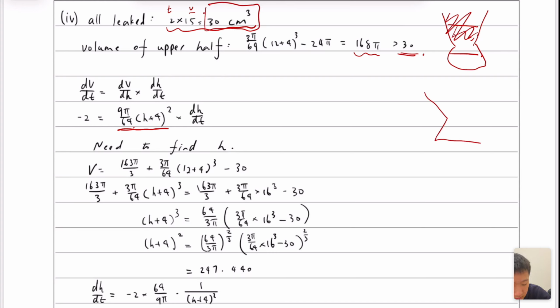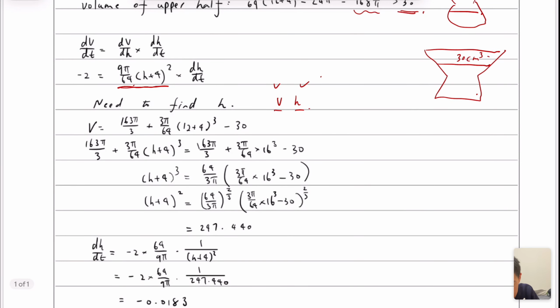Originally it's like this, right? It's full, but after some time it's here. We know that this is 30, the volume is 30. We want to know the new height. So how do we do it? We know the volume, and we use the relationship between V and H. I know the volume, so I should know the H. I plug it in, and basically I find this expression for H.